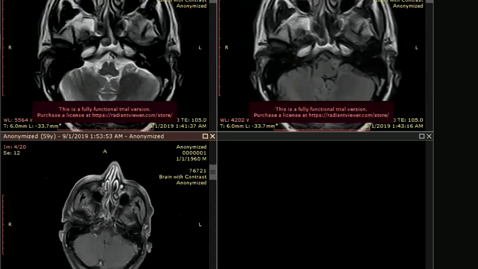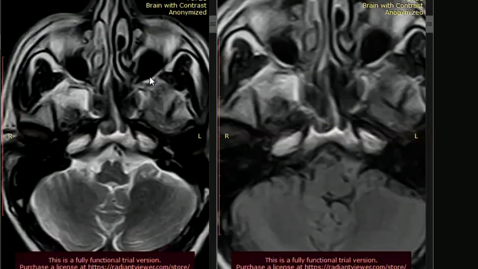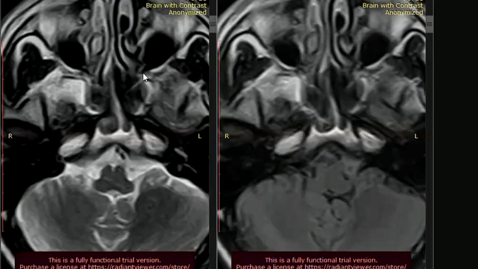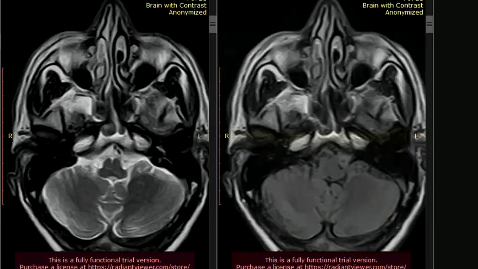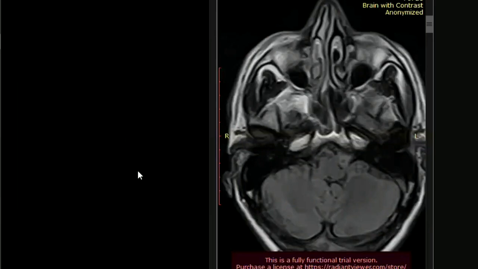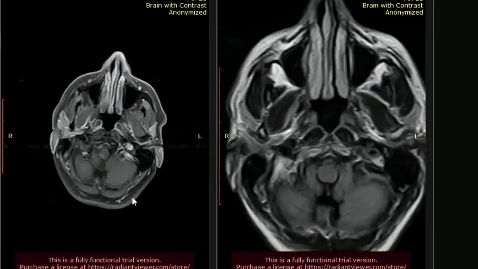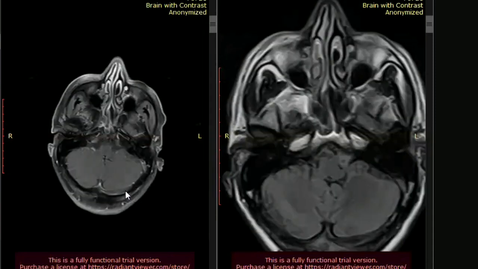Ma'am, so I will show you. A very young patient, with no history of hypertension or diabetes. I will show you the post-contrast images. Please start looking from here. So this is axial post-contrast MRI.